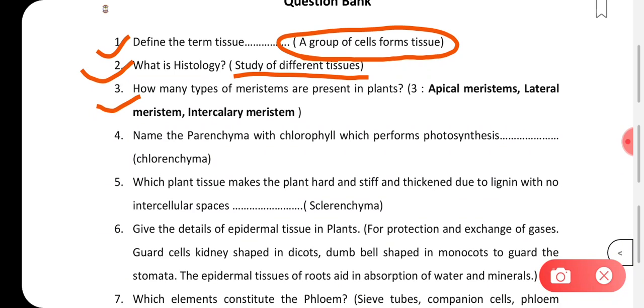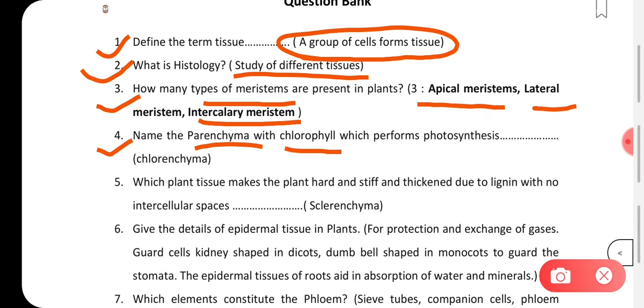How many types of meristems are present in plants? So there are three types: apical meristem, lateral meristem and intercalary meristem. Fourth question is name the parenchyma with chlorophyll which performs photosynthesis. So which parenchymatous cells do the function of photosynthesis or have chlorophyll? The answer is chlorenchyma.